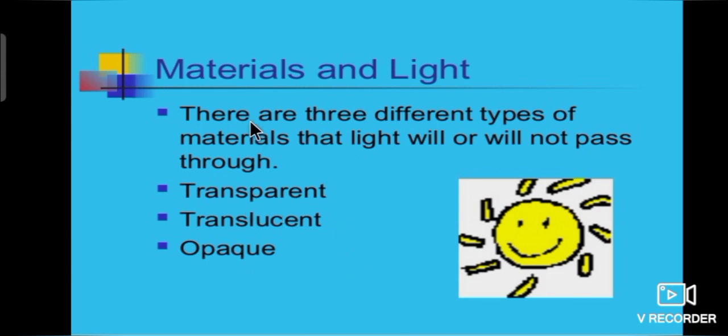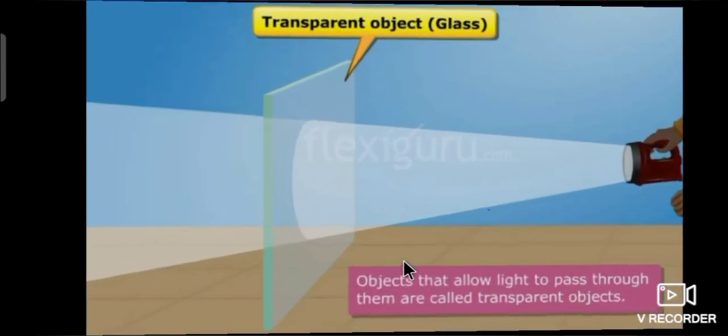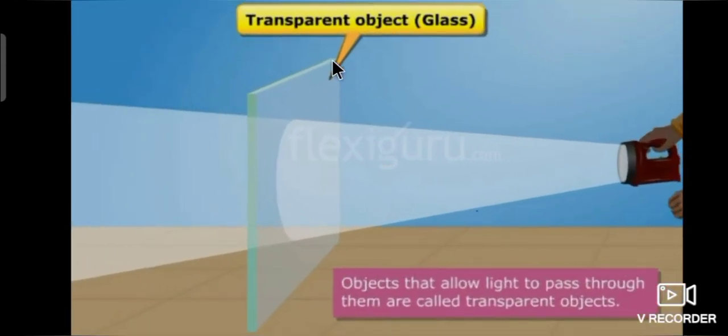Once again I repeat, there are three different types of materials that light will or will not pass through. What are the three different materials? Transparent materials, translucent materials and opaque materials. We'll see one by one. First one, transparent materials.